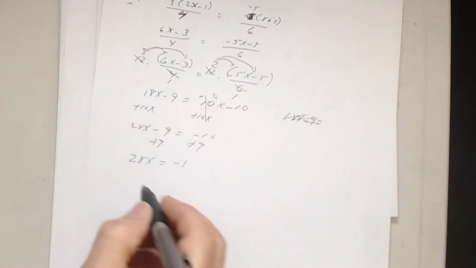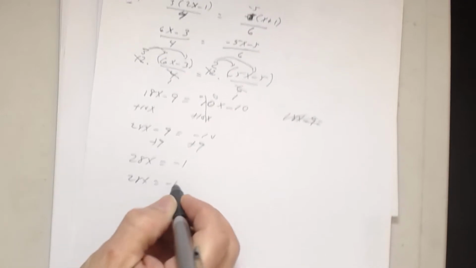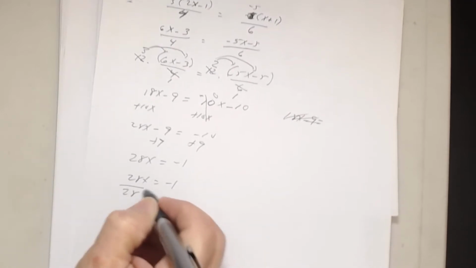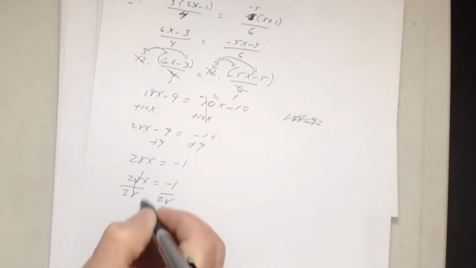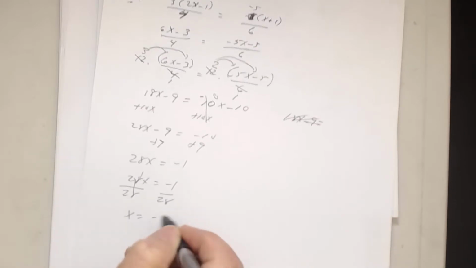28x equal negative 1. One more step and you're done. Divide both sides by 28. And so what's the solution? All right, so that's your solution. So that should help you somewhat on worksheet 9.3b. What if on the worksheet, we went ahead and did everything in the parentheses? That's fine.